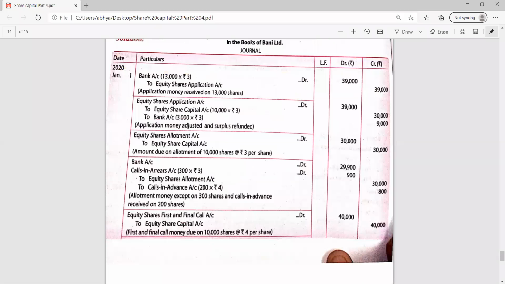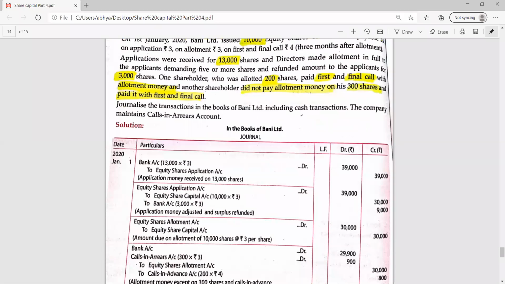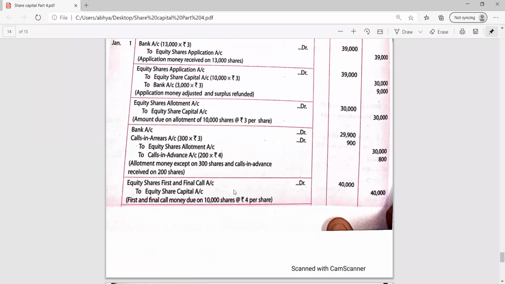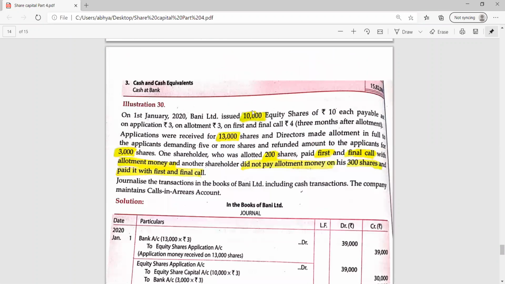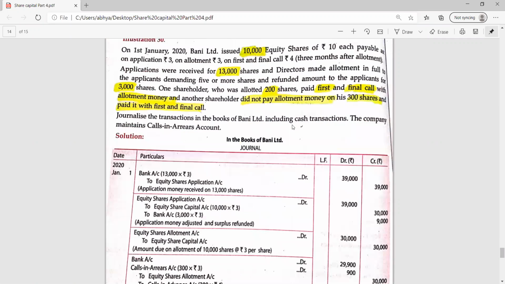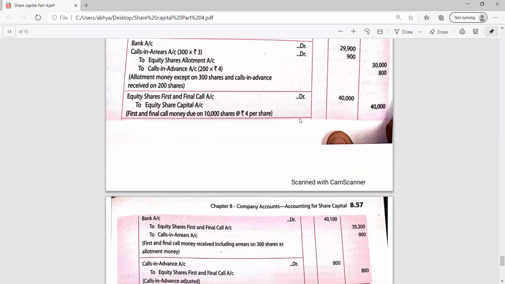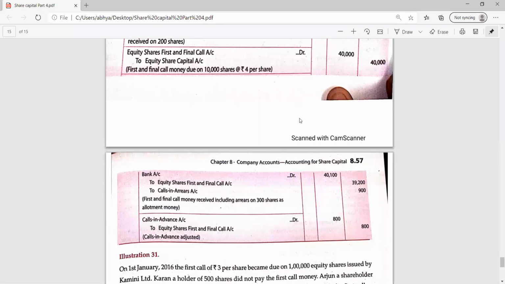So now the next entry: first call due. Okay, now do the first call. Make first call due. Equity share first and final call account debit to equity share capital. So the number of shares is again 10,000 and the final call is 4. So 10,000 into 4, which is equal to 40,000. Okay, now we have to pass this entry.